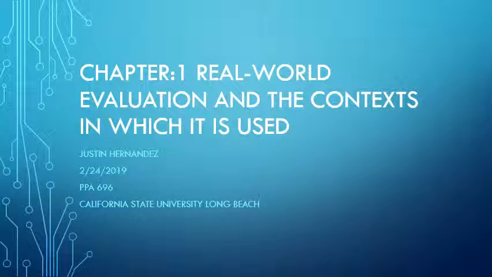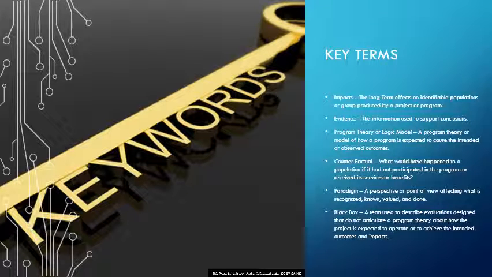Now, before we discuss the chapter, I would like to introduce key terms that I thought were important throughout this chapter and would pop up along the way on key significant topics. Those are impact, evidence, program theory, counterfactual, paradigm, and black box.